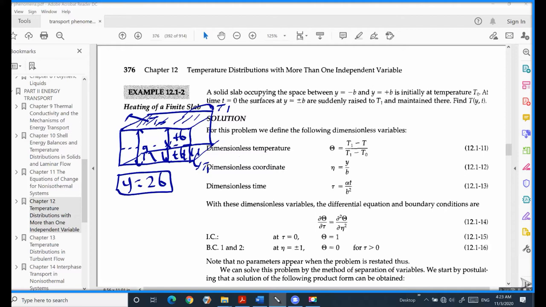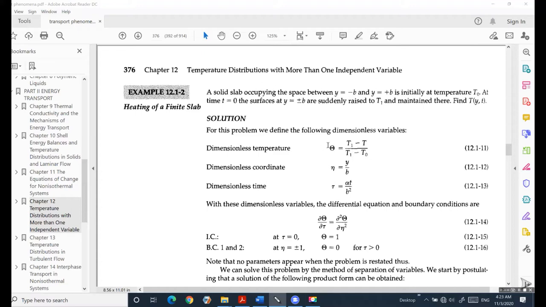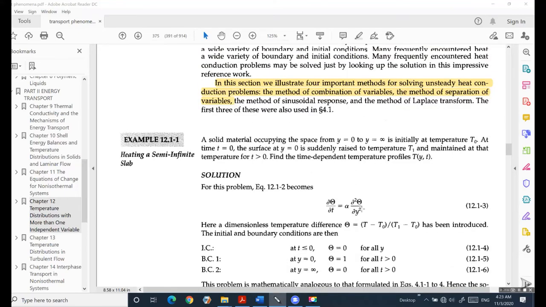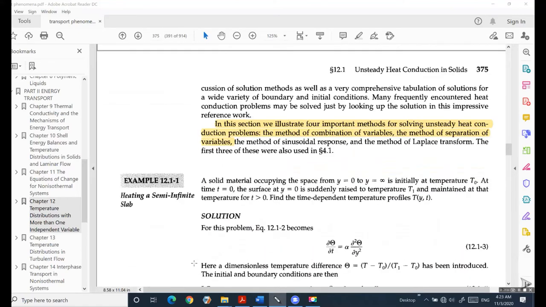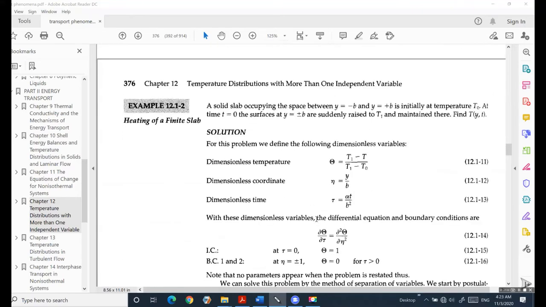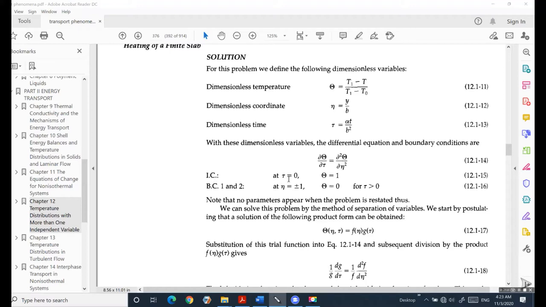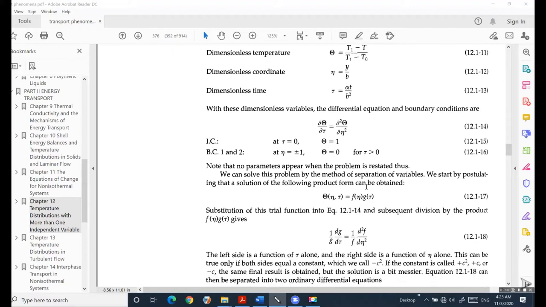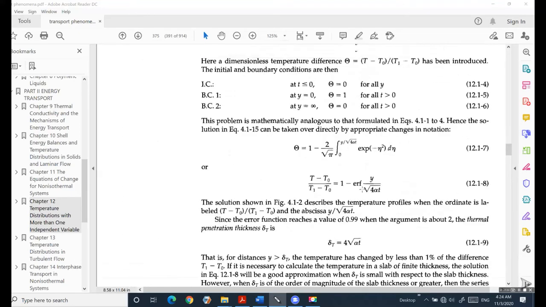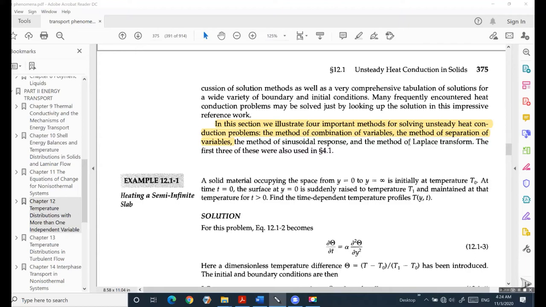For this problem, in the solution, the following dimensionless variables can be defined, for the coordinate and for the time. Then we can write the equation to solve for the solid slab here in dimensionless form, and we can write our initial and boundary conditions. The initial condition at time equal to 0 gives 1, and boundary conditions 1 and 2, when y is equal to plus 1 or minus 1, this is going to be 0 for all times greater than 0. The solution of this problem uses the method of separation of variables.